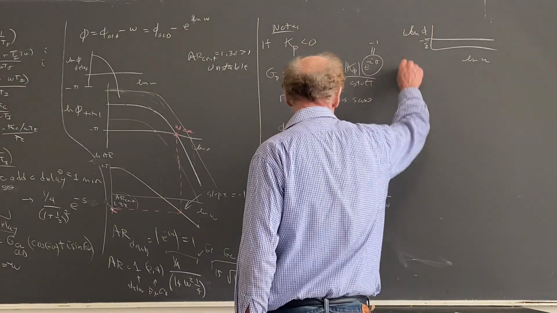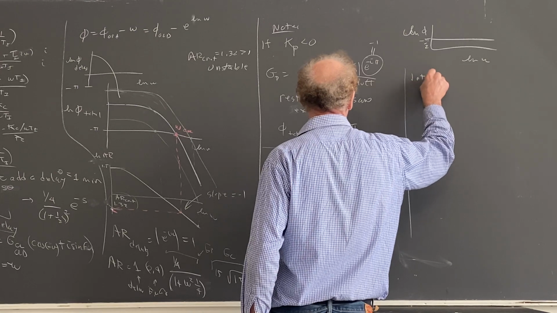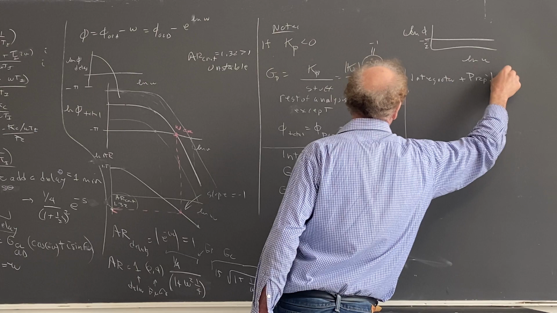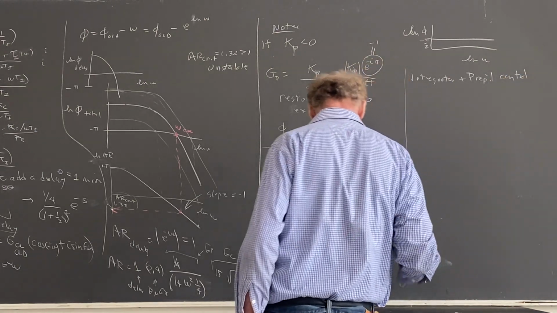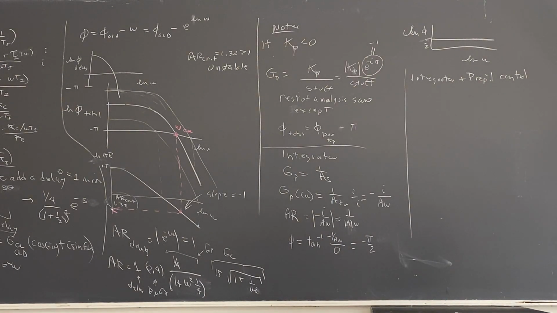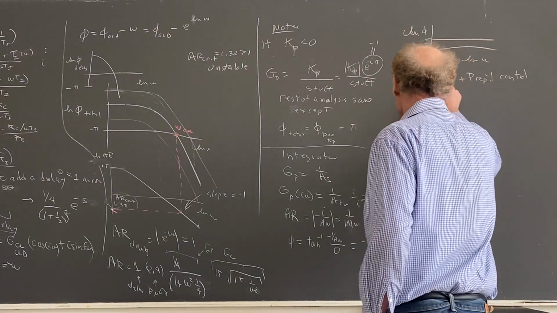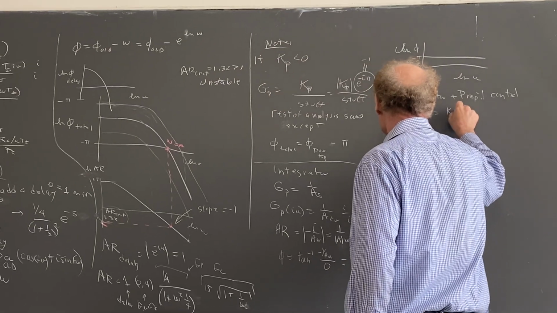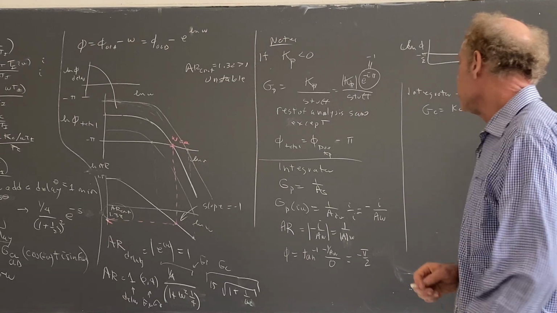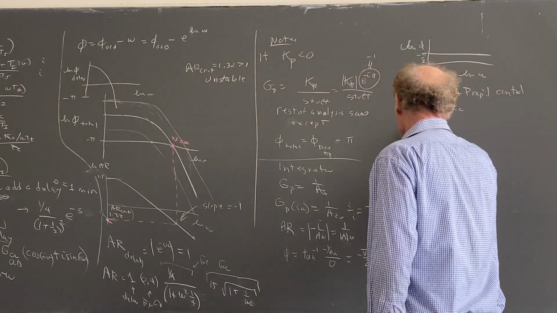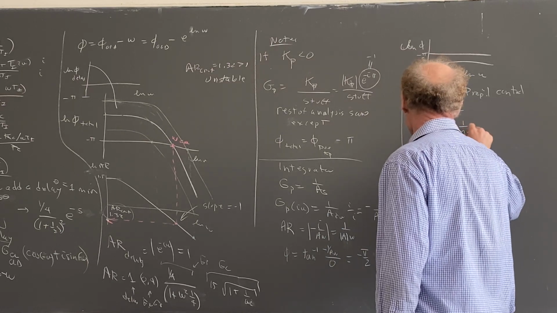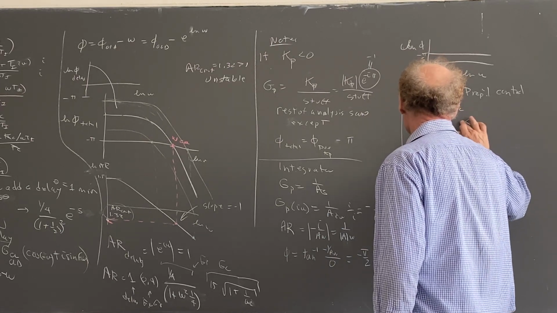What happens if I put this in an integrator with proportional control? I don't know why this box is here. That is not convenient. Okay, so what happens in that case? Well, then I also need GC. GC is KC. So let's look at G open loop. That's equal to 1 over AS times KC.